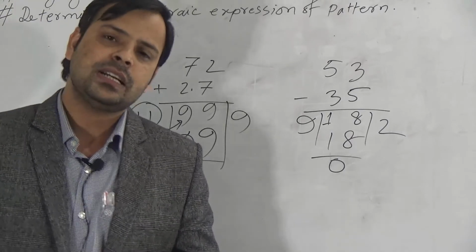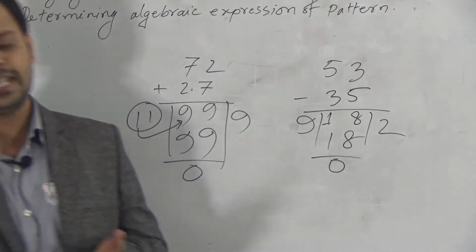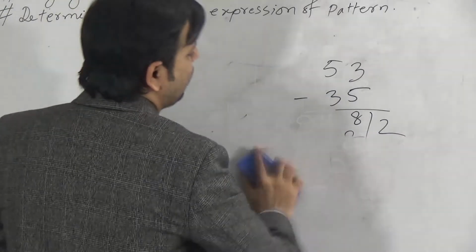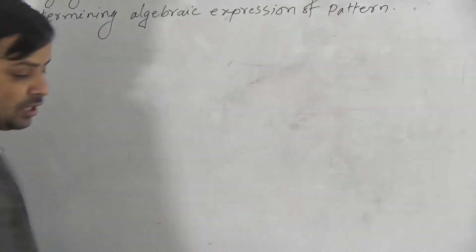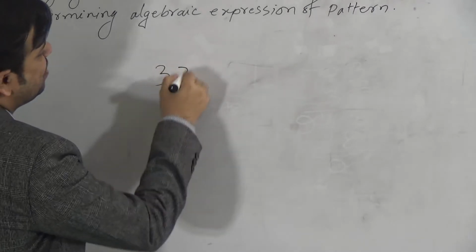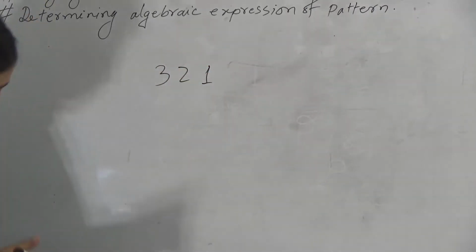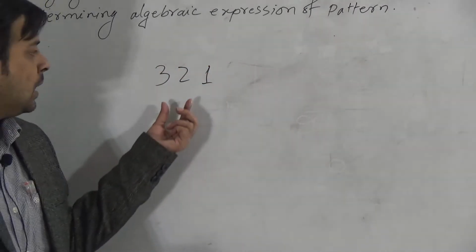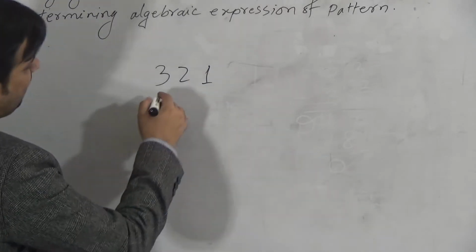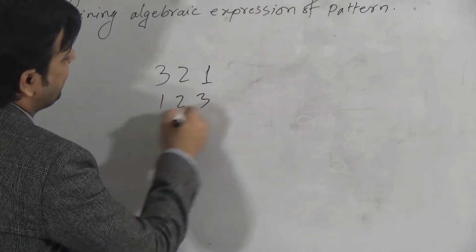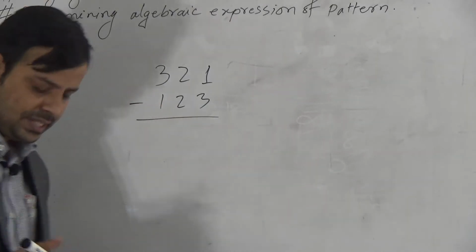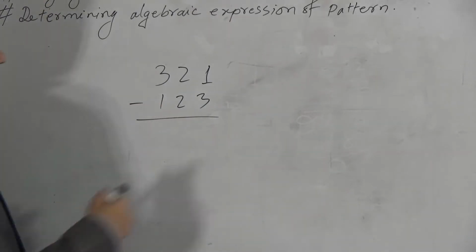Okay, dear students, now I will show you another technique. What is the other technique? Consider any 3-digit number. Suppose I have written 3, 2, 1, and write this number taking the digits in reverse order. Reverse order means you have to write 1, 2, 3. Then take the difference. What is the difference?